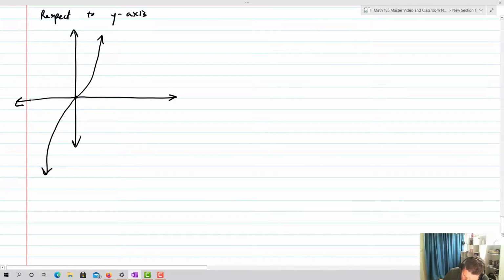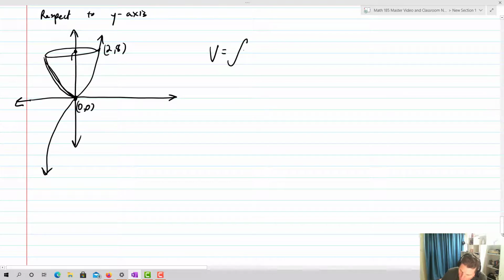So there's my figure, and now I've got (0, 0) down here, and I'll go up to (2, 8). The first thing I want to notice is that as I revolve this around the y-axis, I get a different looking figure. I get something that looks more like a bowl and less like a trumpet. In addition to that, my interval changes. My y0 to y1 is going to be based upon y, and so it's going to go from 0 to 8.